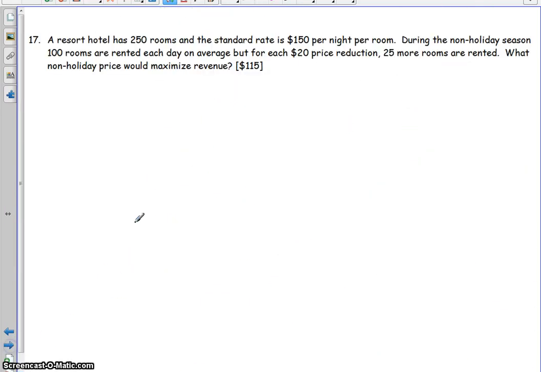Okay, so let's take a look at the next one. We have a resort hotel that has 250 rooms, and a standard rate is $150 per night per room. During a non-holiday season, 100 rooms are rented each day, but they discover that every time they reduce the price by $20, they can rent 25 more rooms. So they want to know what price is going to maximize the revenue. We've done questions like this before, and remember that the key here is that revenue is equal to price times number sold.